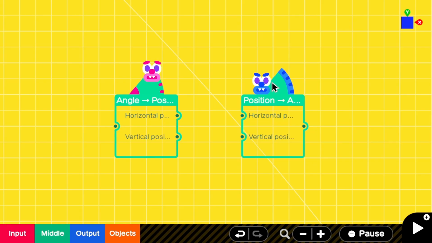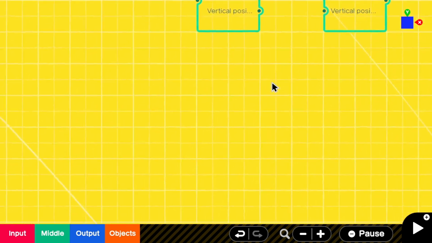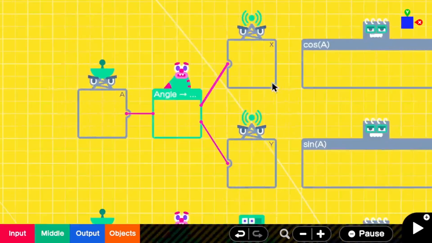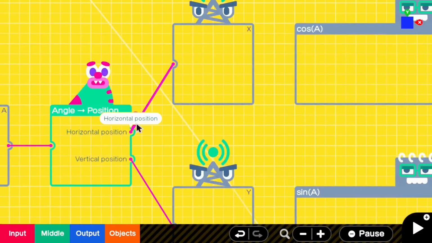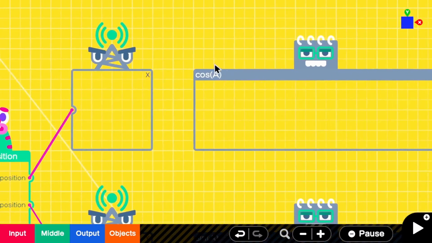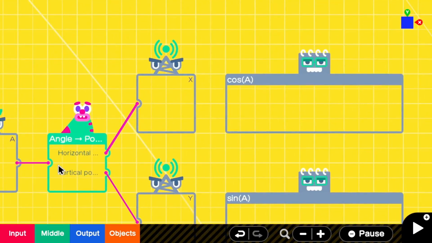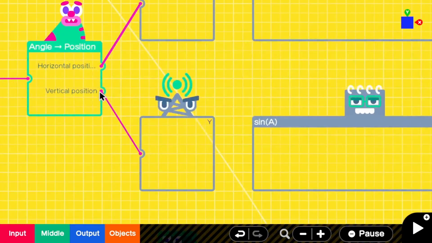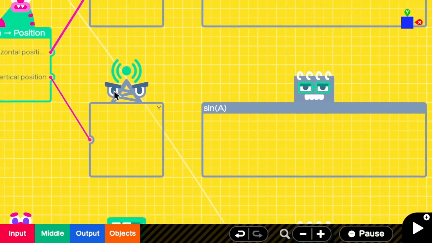Now, these two functions are incredibly important in literally any application that deals with angles, circles, directions, triangles, and many more. And in reality, these functions are known through different names that you're probably more familiar with. So the horizontal position output of the angle to position nodon is also known as the cosine of an angle. And the vertical position output is known as the sine of the angle.